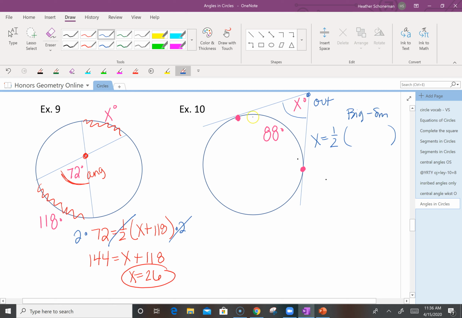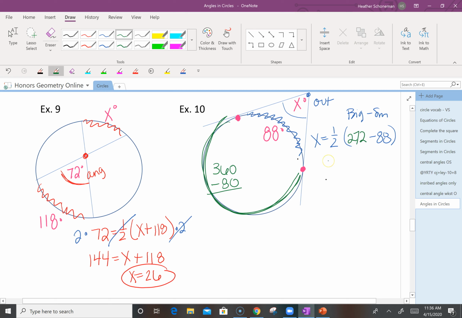So let's see if we can figure it out. Well, I know the small. The small is 88, so it's going to be minus 88. What I'm missing is this big arc right here. Okay, well, it wasn't given to me, but I know the big and the small arc form a circle, and we know there's 360 degrees in a circle. So if I do 360 minus 88, I will get 272.